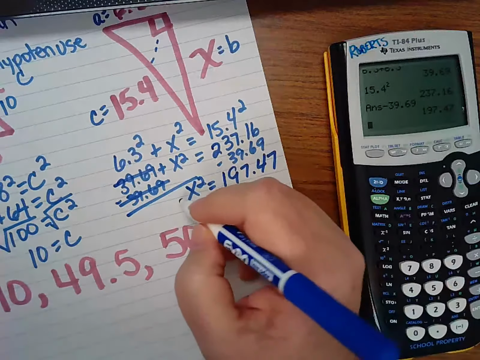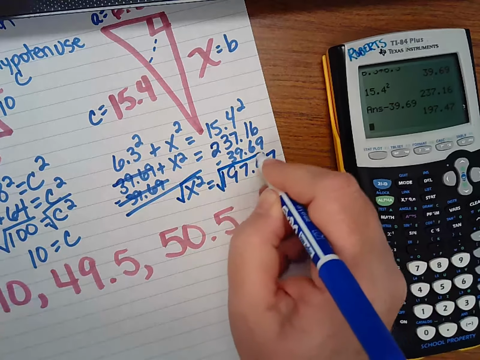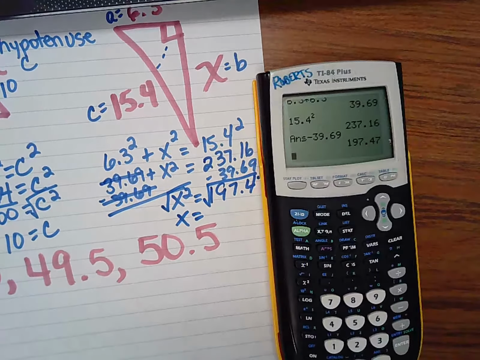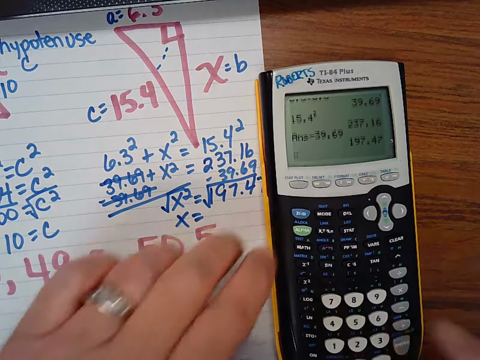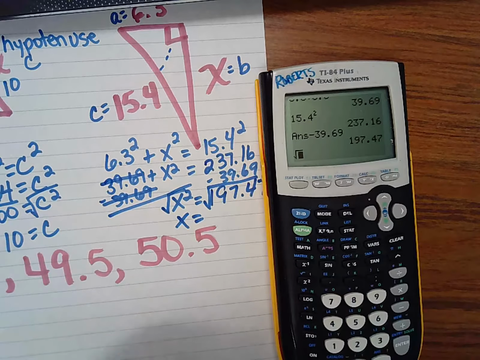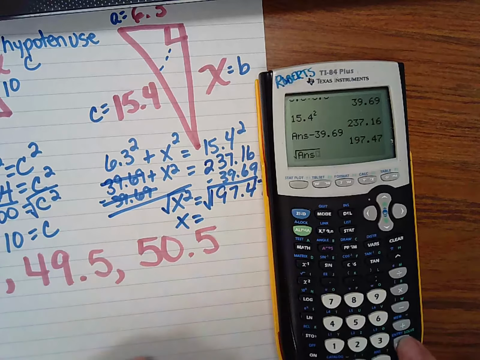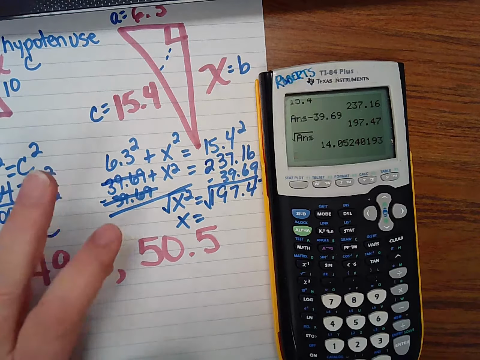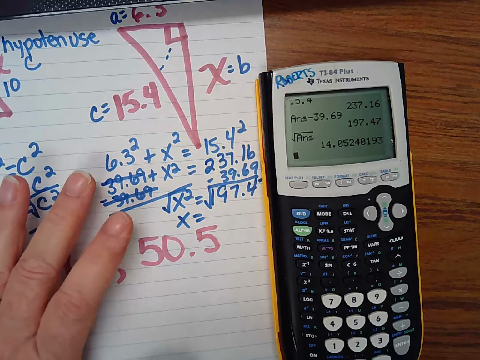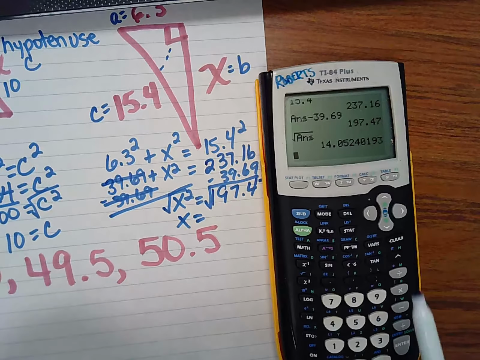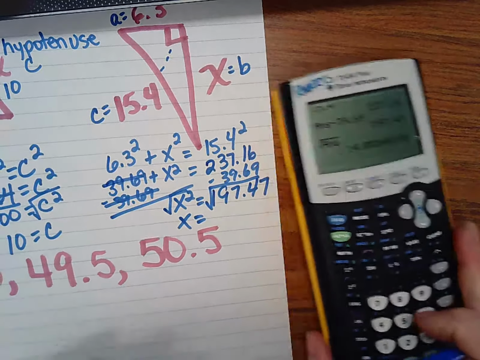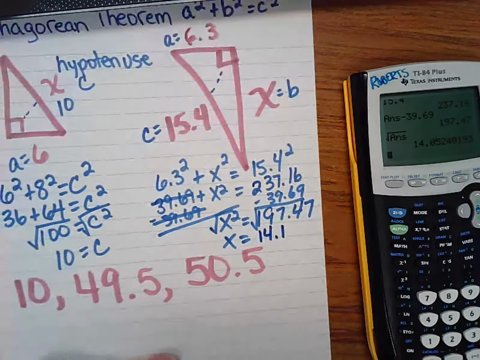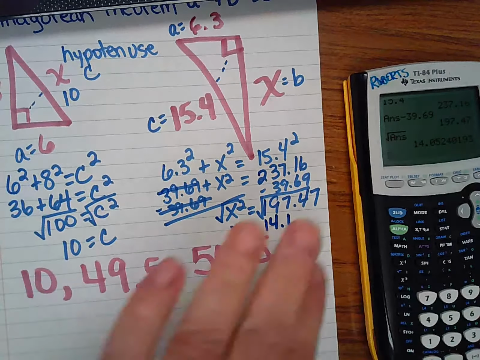Okay, now I take the square root of both sides, and x equals the square root of 197.47. So I do the square root sign, and that's 14 point, and my instructions, I didn't write them down, but the instructions said round to one decimal place. So rounding that off, that would be 14.1. So x equals 14.1. Okay?